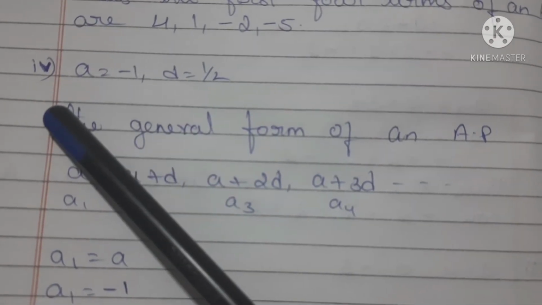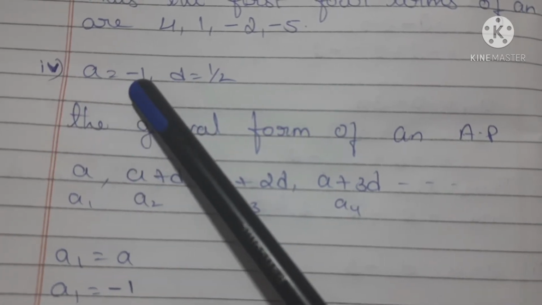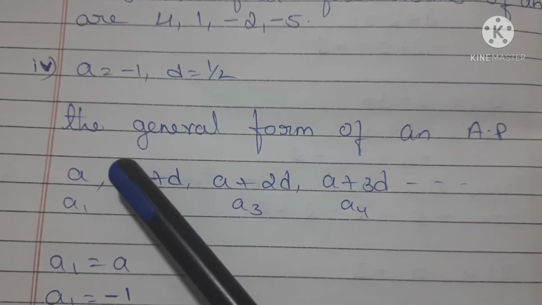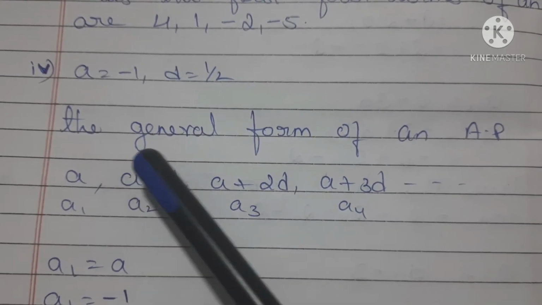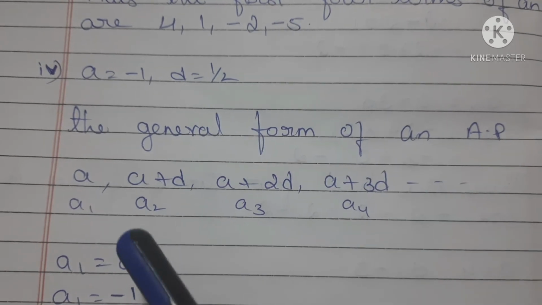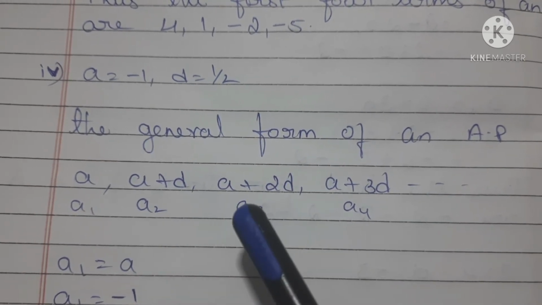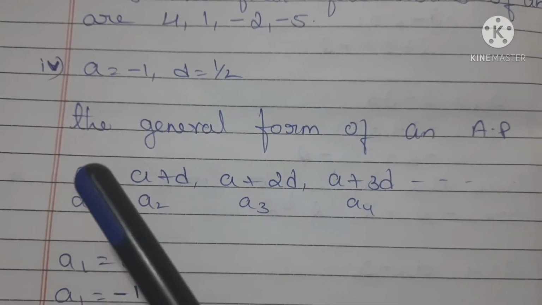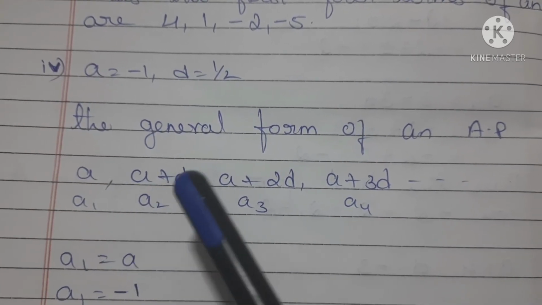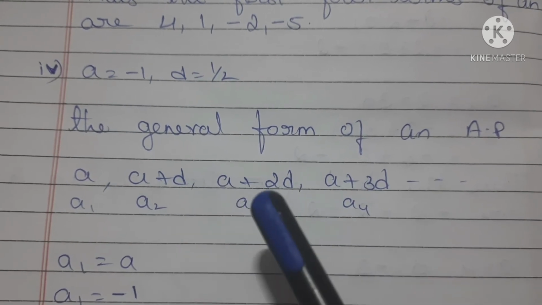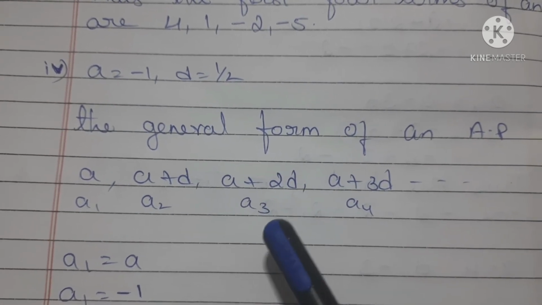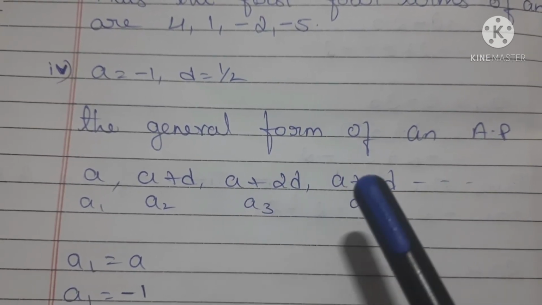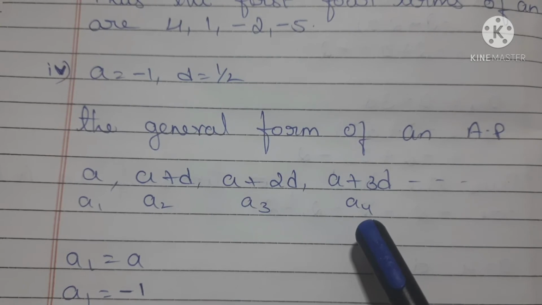Second main, fourth problem. A is equal to minus 1. D is equal to 1 by 2. Now write down the general form of AP. The general form of an AP is a, a plus d, a plus 2d, a plus 3d, and so on. Here a is the first term, a plus d is the second term, a plus 2d is the third term, a plus 3d is the fourth term.